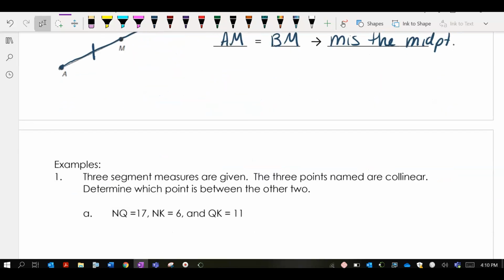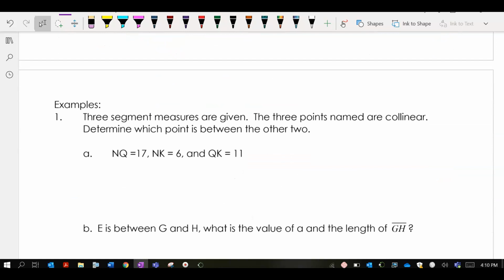Next, taking a look here, we have an example. So this example, it says 3 segments measures are given. The 3 points named after them are collinear. Determine which point is between the other 2. Okay, so all we have to do is look to see which point is between the other 2. This one here, NQ is 17, NK is 6, QK is 11.